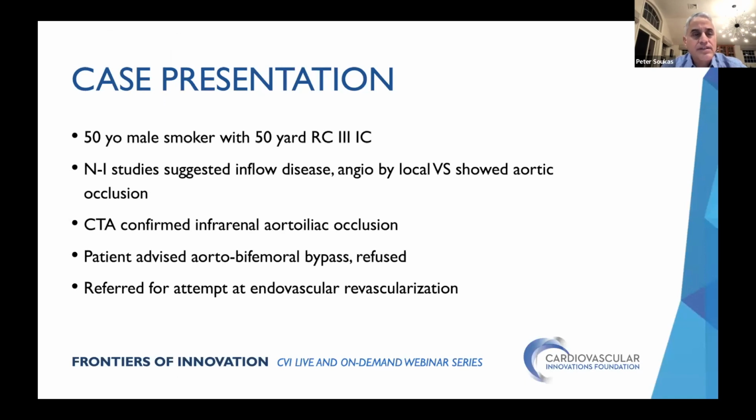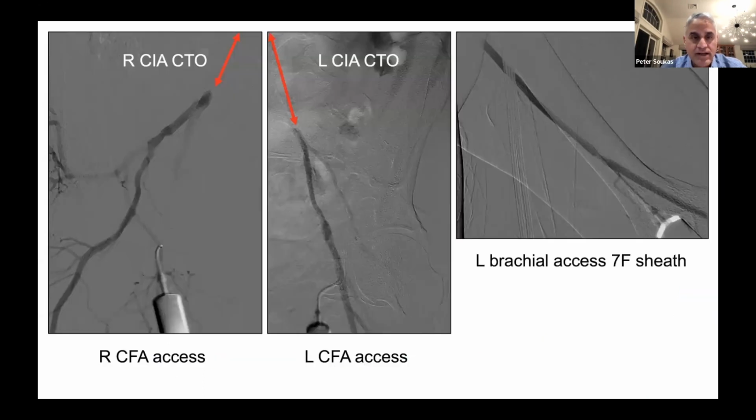Our third case, another male smoker with 50-yard claudication, was found to have an aortic occlusion. Both we and the vascular surgeon who referred him suggested an aortobifemoral bypass, but he refused because he was afraid he would lose his job. And so we brought him in for an attempt at endovascular reconstruction. And we obtained triple access, both common femorals, retrograde, as well as a left brachial access.